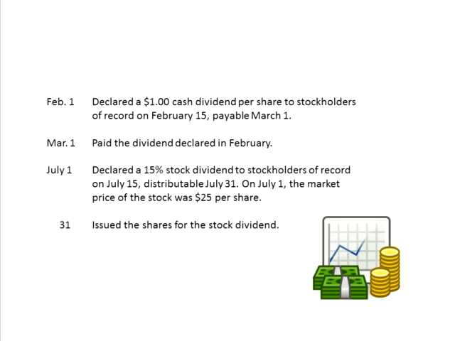On July 1st, the corporation declared a 15% stock dividend to stockholders of record on July 15th, distributable July 31st. On July 1st, the market price of the stock was $25 per share. To come up with the shares included in that stock dividend, we would take the 15% and multiply by the 80,000 shares outstanding, and the stock dividend will include 12,000 shares. Also, since this stock dividend is below 25%, the transaction will be valued at the market price of the stock, which is $25 per share. Then on July 31st, the shares would be distributed to the shareholders of record.